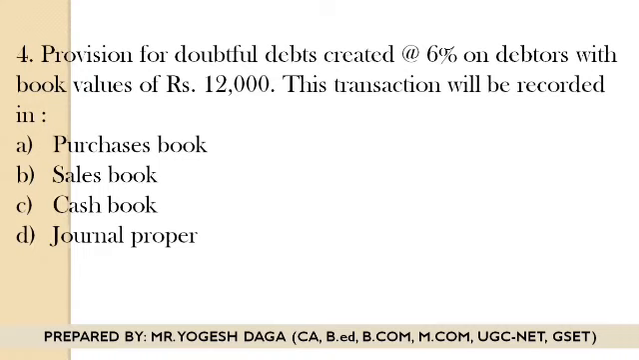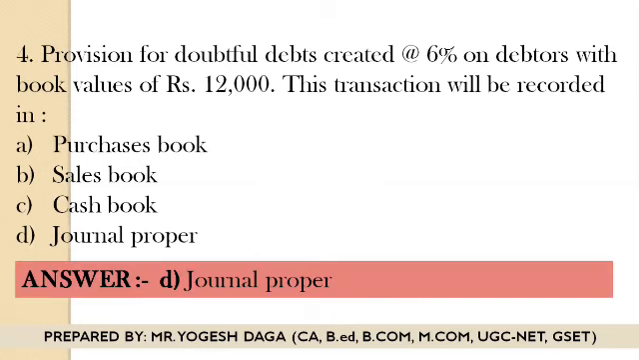Fourth question: provision for doubtful debts created at the rate of 6% on debtors with a book value of rupees 12,000. Then this transaction will be recorded in which book? Here are the four options: purchase book, sales book, cash book, or general journal. Since these debtors are related to our assets, and making a provision on these debtors is just like reducing their value, this type of reduction will not come in our purchase book, sales book, purchase return or sales return. It will be recorded only in one book, the general journal. So the correct answer is D, general journal.